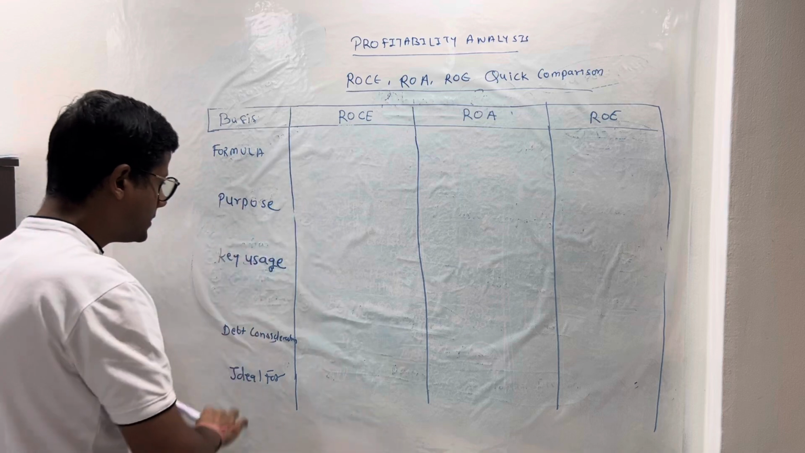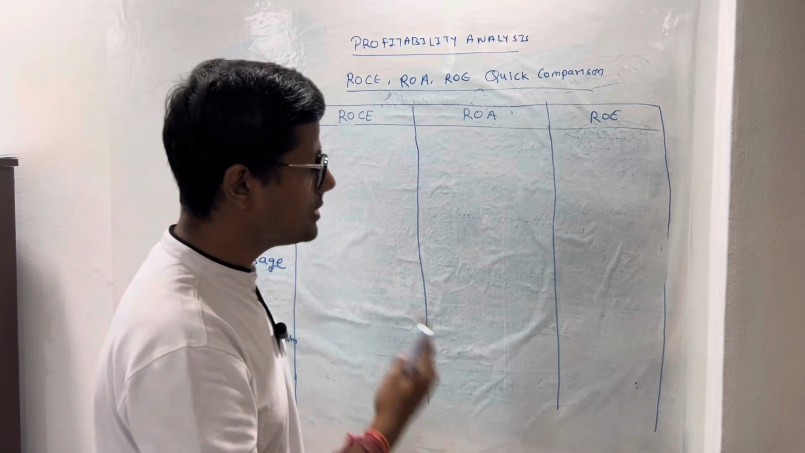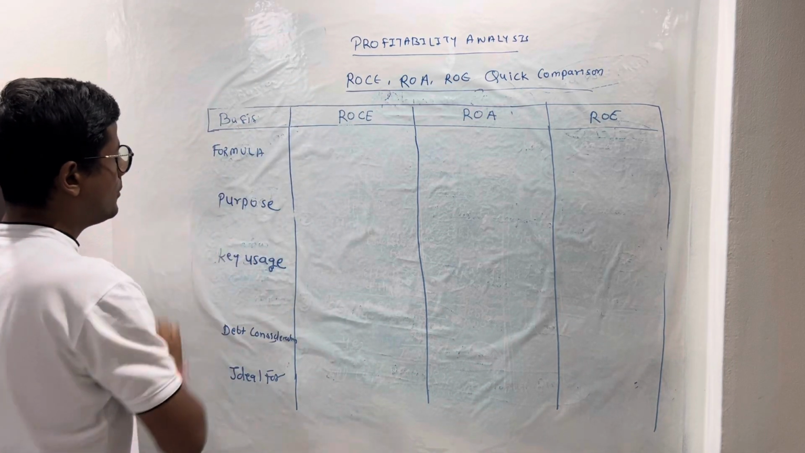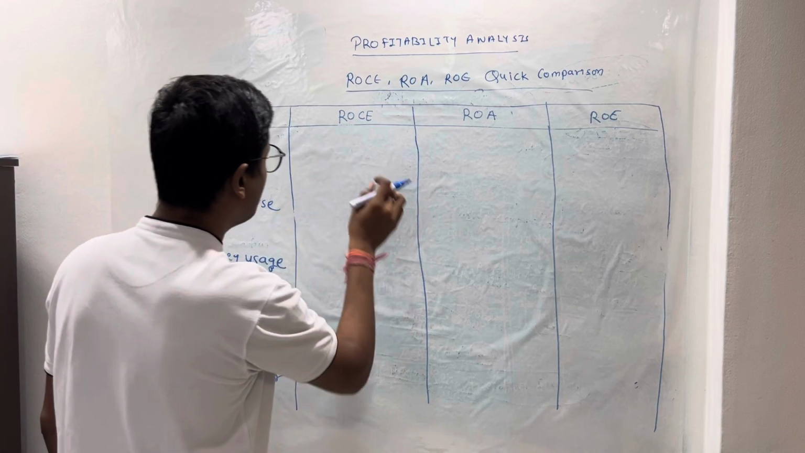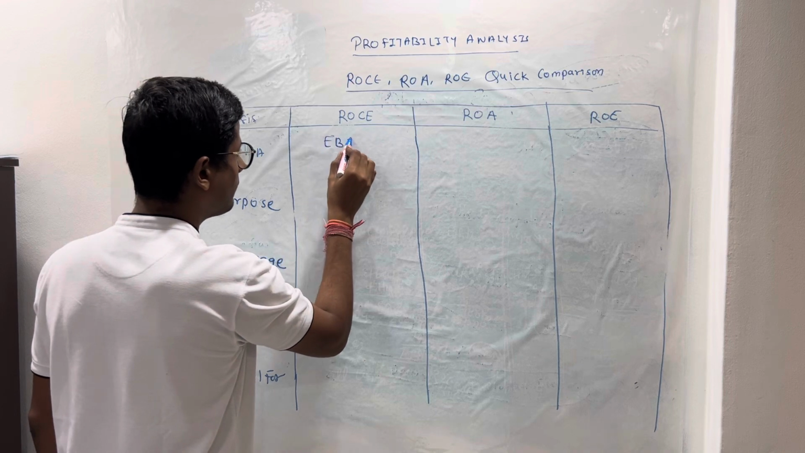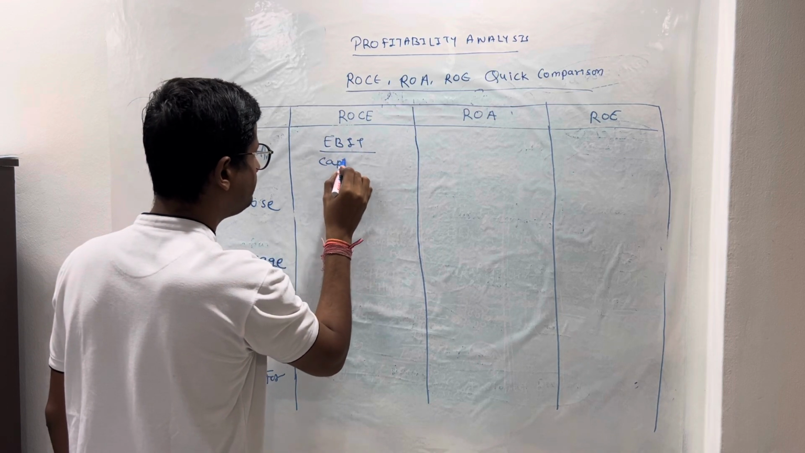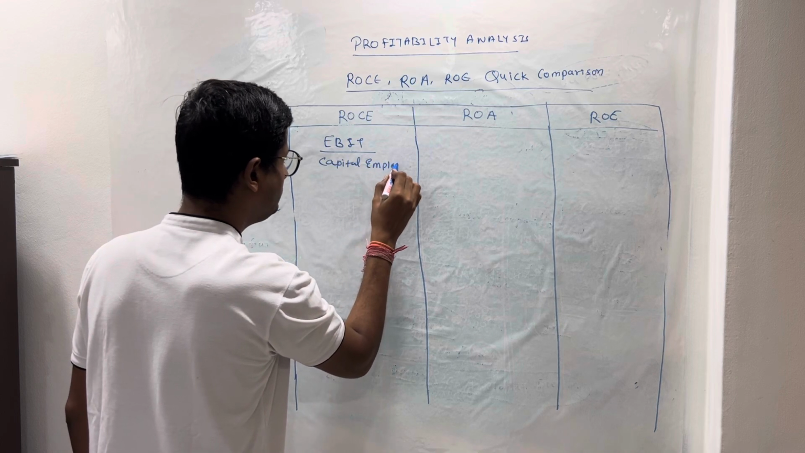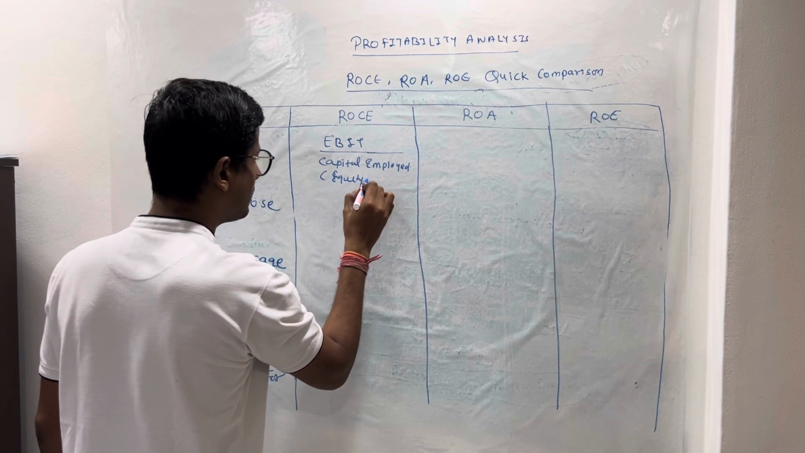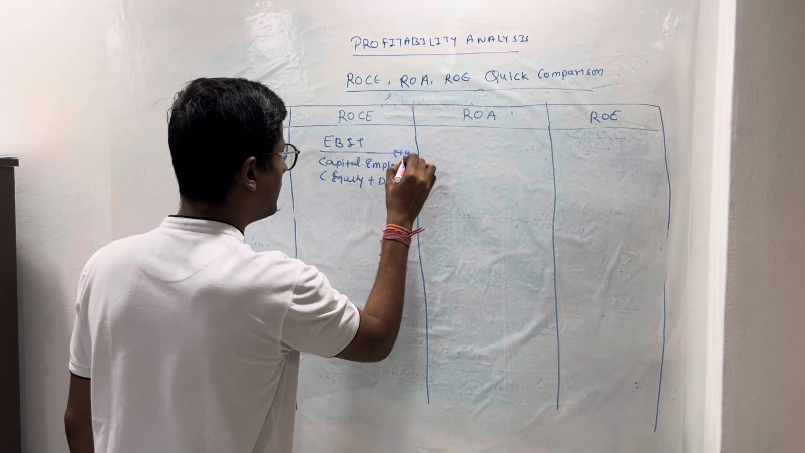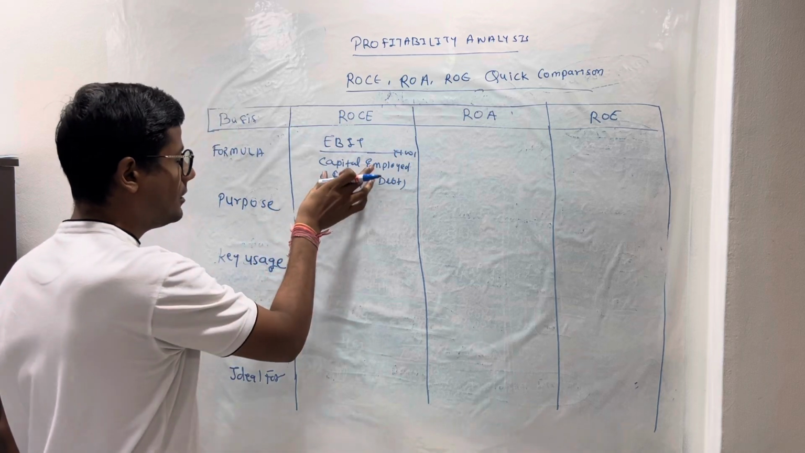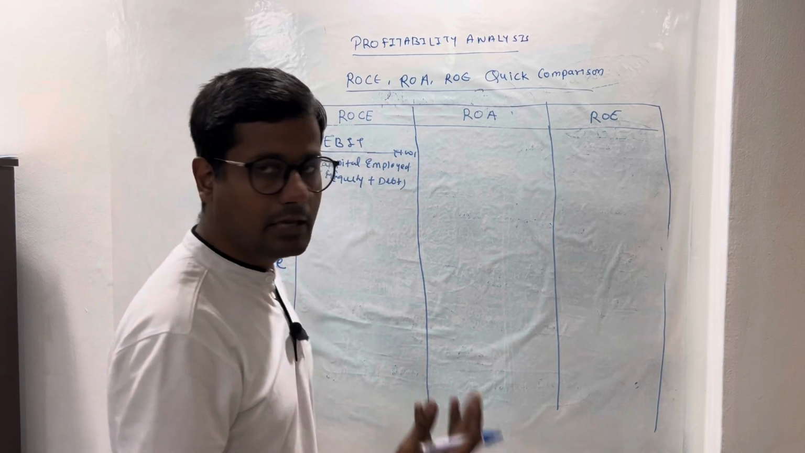So here I have written some of the basis on which we will see the differentiating things between all these three ratios. First is the formula. ROCE is return on capital employed. Its formula is EBIT upon capital employed, multiplied by 100 because all these are presented in the form of percentage. Capital employed means equity plus debt. Like, we can take the average capital employed also.